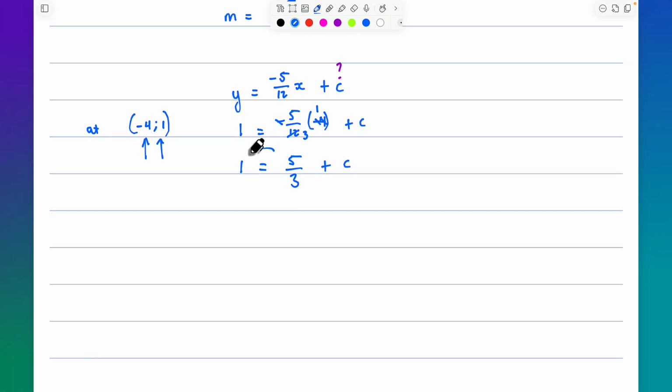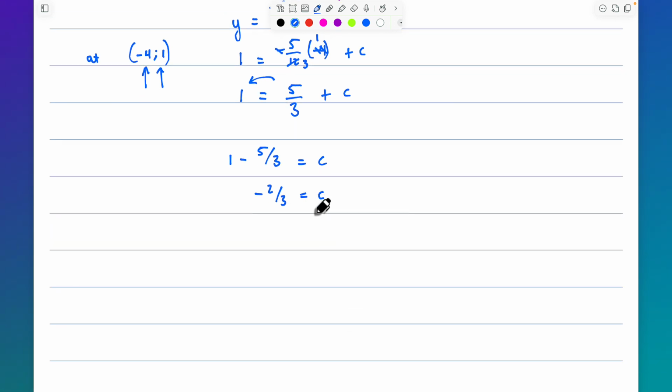And then we're going to move the 5 over 3 to the other side. And when it crosses over the equal sign, its sign changes to negative. So now you have 1 minus 5 over 3 is equal to c, right? Which means c is equal to... 5 over 3 is 1 2/3. Subtract, 1 minus that. You can always just throw it into your calculator. I think it should give you negative 2 over 3. But just to make sure, let's just put that into our calculators. It is negative 2/3. So that means now we have our c value.